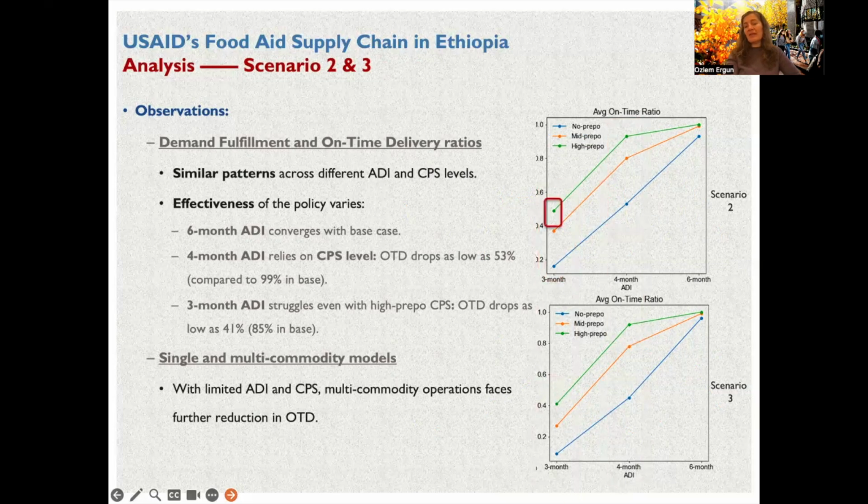And basically at the end, what we have recommended was that if USAID can get about 4 months of advanced demand information, then they can really implement mid-level prepositioning strategies, and with those strategies, they would actually be able to have both cost effectiveness and on-time demand satisfaction.